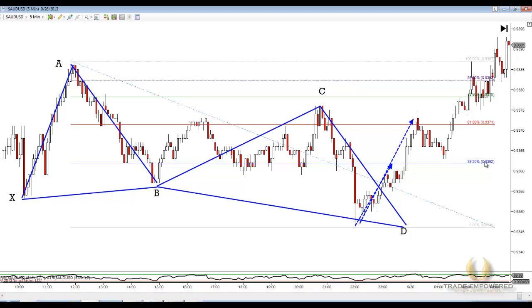So that's it for the butterfly traders. As always, go through your price charts throughout the week and practice recognizing these.